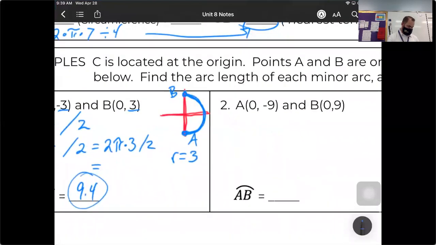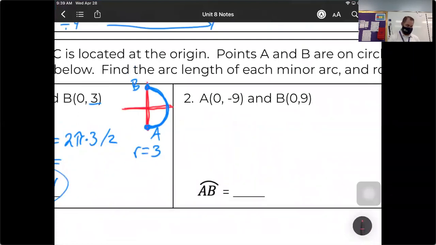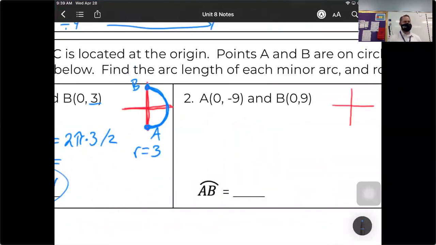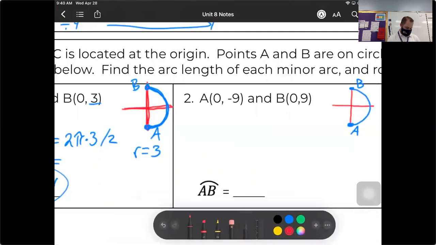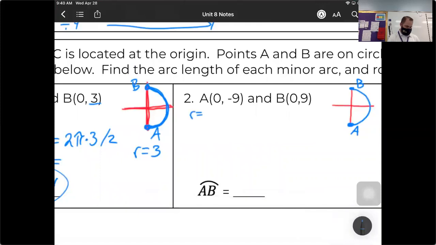Okay. Let's try another one. Let's do this one. Let's make our little mini graph. 9.4. Good. Okay. Let's plot these out. 0, -9. Where's 0, -9? Up, down, left, or right? Down 9. There's A. 0, 9. Up, down, left, or right? Okay, this is just like the last one, only our radius is different. Okay, what's the radius? 9.